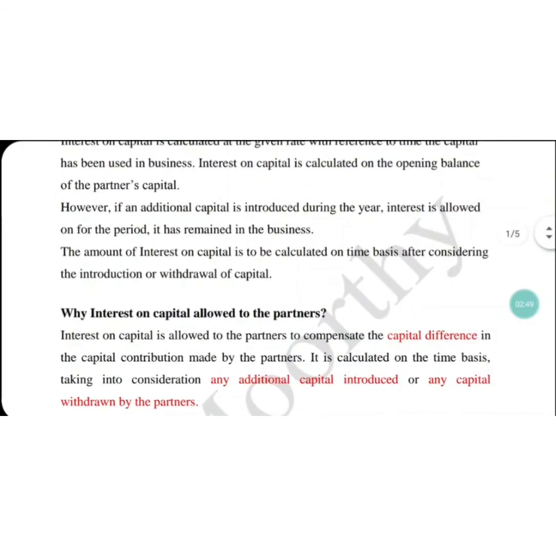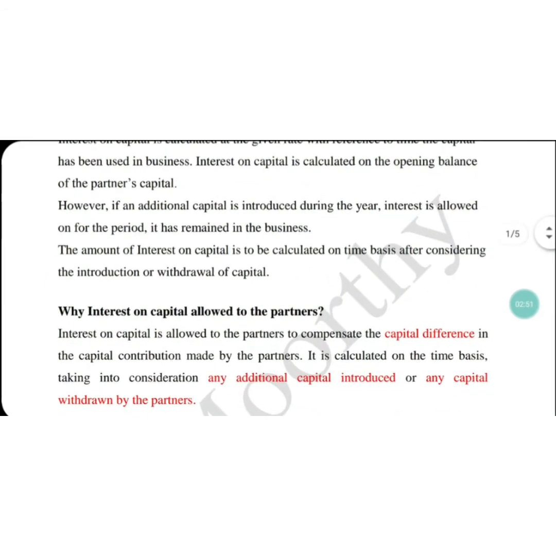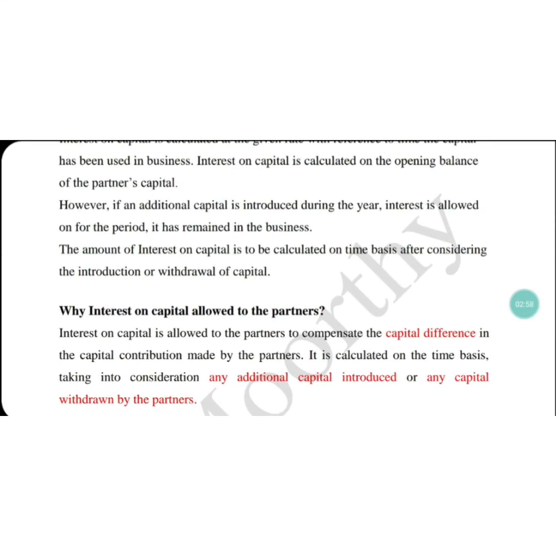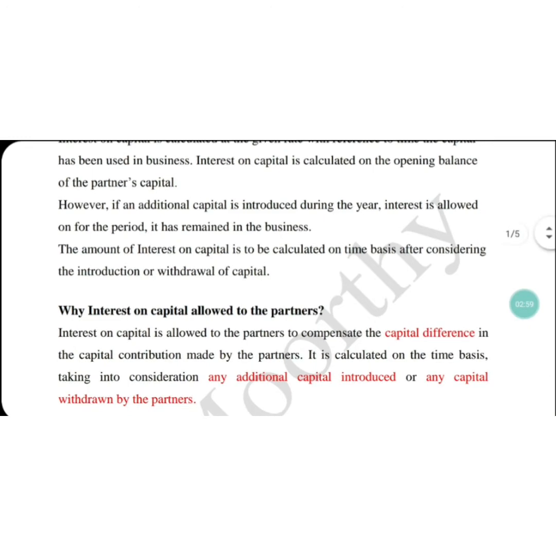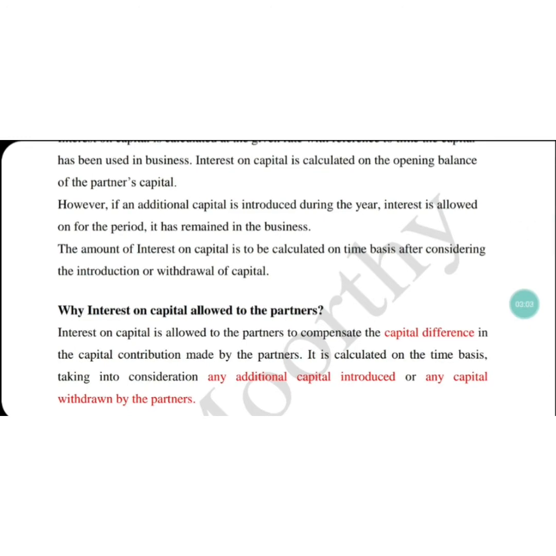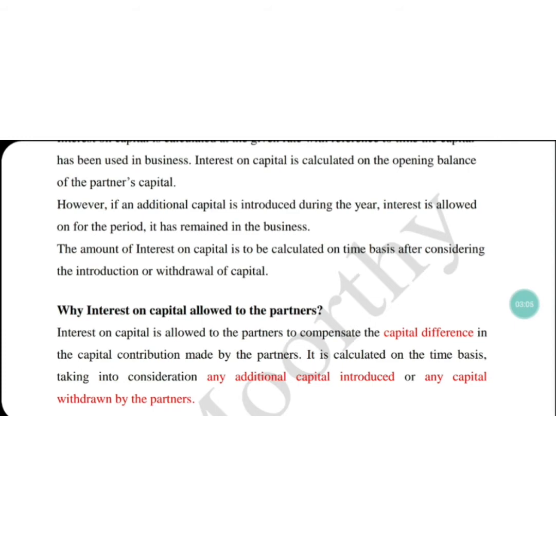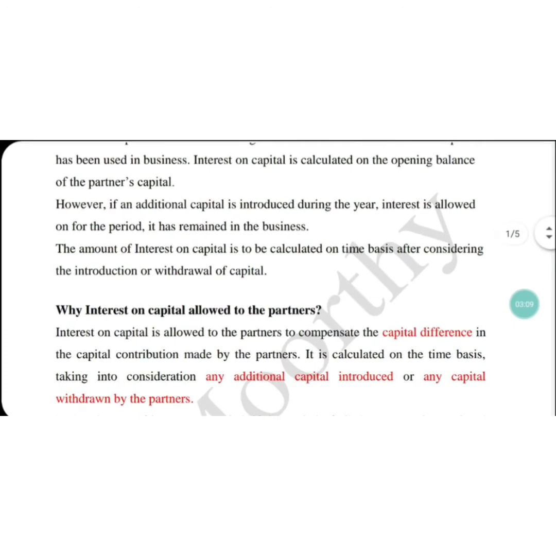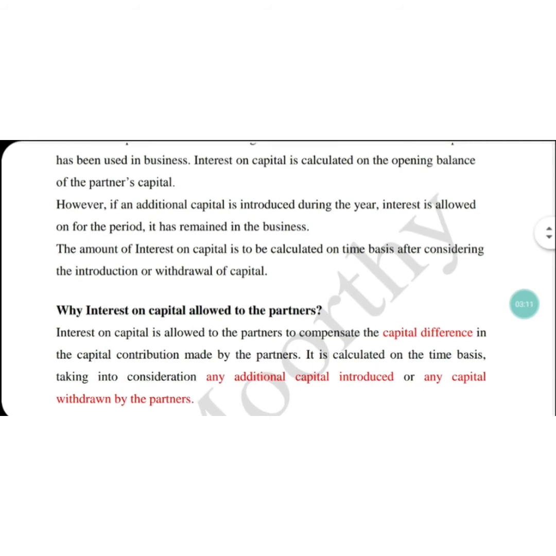Why is interest on capital allowed to the partners? We have seen this already in the previous videos. Just to recall, interest on capital is allowed to the partners to compensate for the difference in the capital contribution made by the partners. It is calculated on a time basis, taking into consideration any additional capital introduced or any capital withdrawn by the partners.